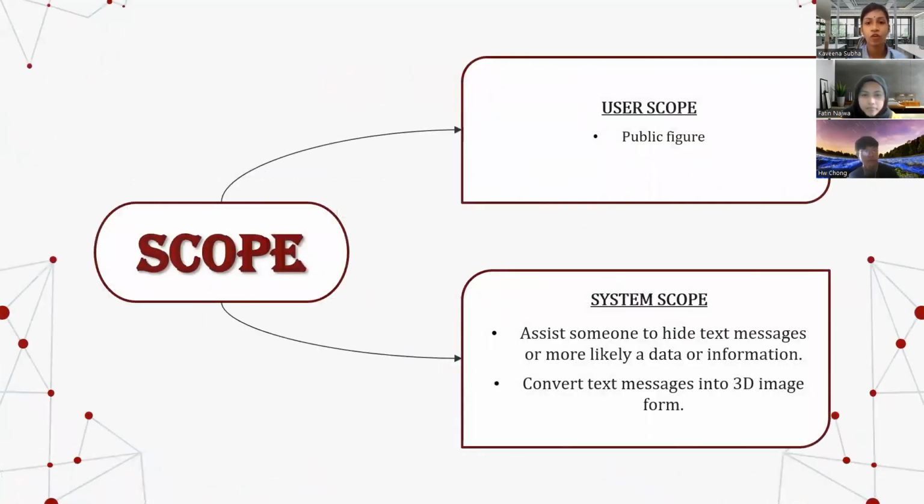So now for the scope, we have two, which is user scope and system scope. For user scope, we use it for public figures, and for system scope, it assists someone to hide text messages, or more likely data or information. The next is to convert text messages into 3D image form. Next, I'll pass it to my next presenter to present in more detail about our project.